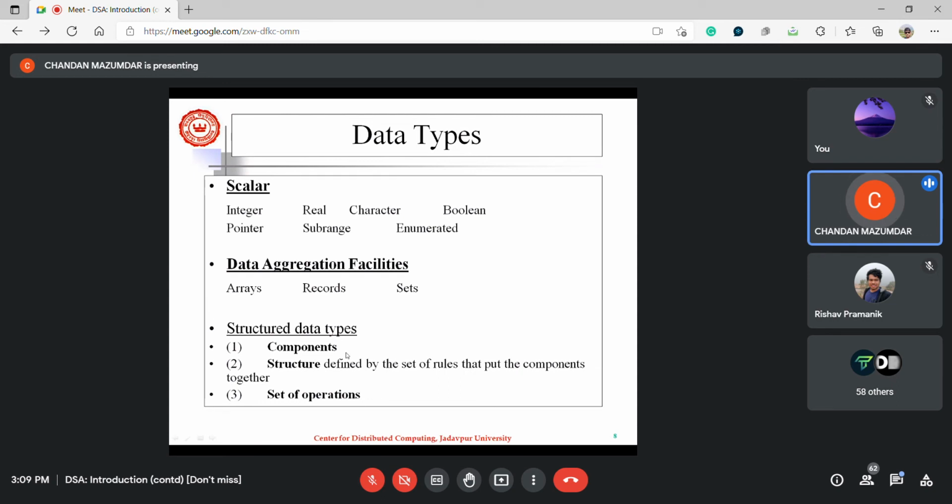So in a structured data type we will have components, then a structure defined by the set of rules that put the components together. It can be a single dimensional array, a multi-dimensional array, an array of structures, a simple structure, or an array within structures. Whatever you have, the structure of this structured data type will be defined by the set of rules that put the components together, how the components are put one by one or side by side. Okay. So this is the structured data type.